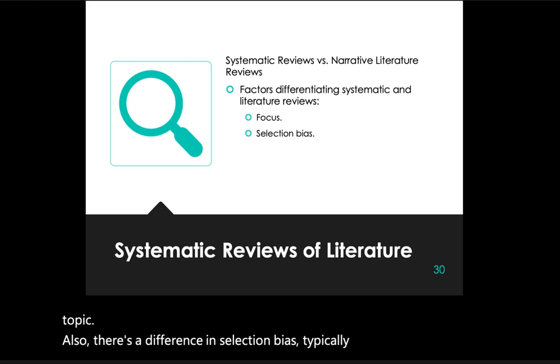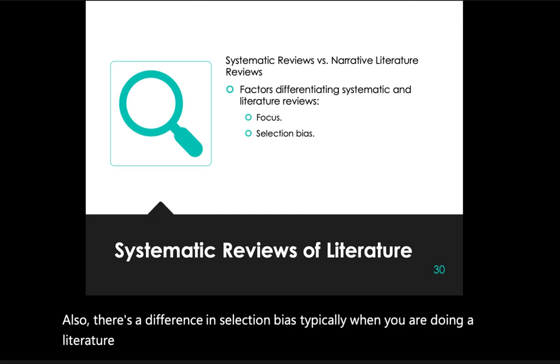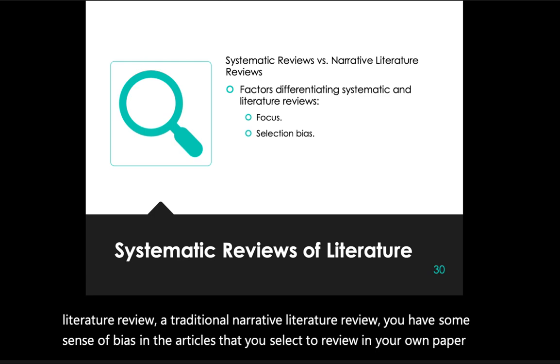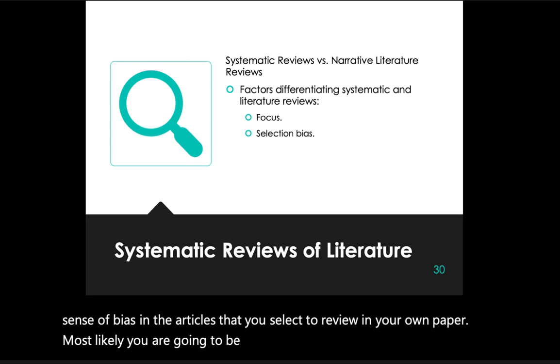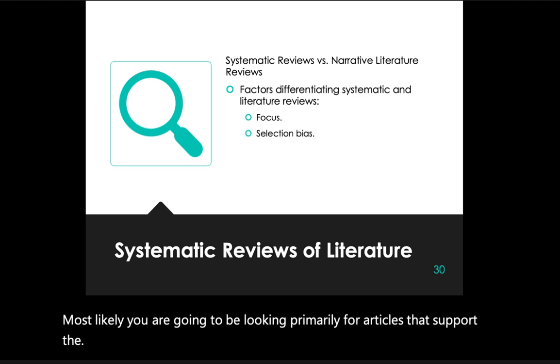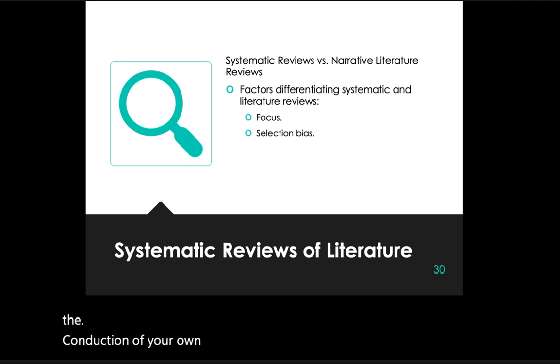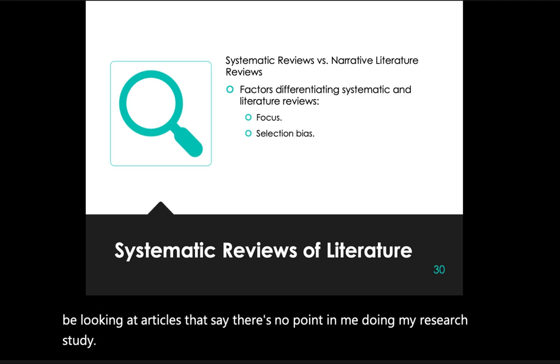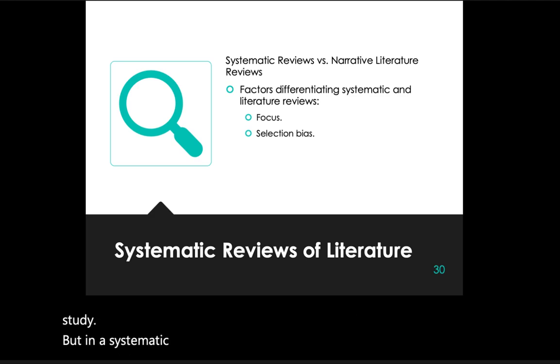Typically, when you are doing a traditional narrative literature review, you have some sense of bias in the articles that you select to review in your own paper. Most likely, you are going to be looking primarily for articles that support the conduction of your own research article. You are probably not going to be looking at articles that say there's no point in me doing my research study. But in a systematic review, you are selecting all articles.